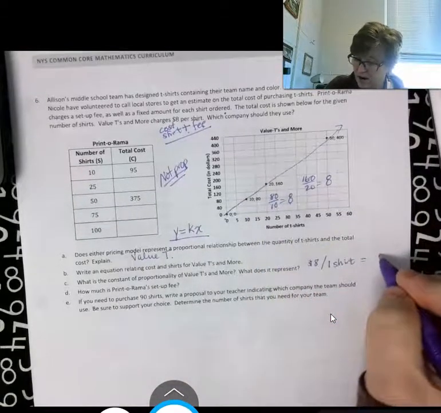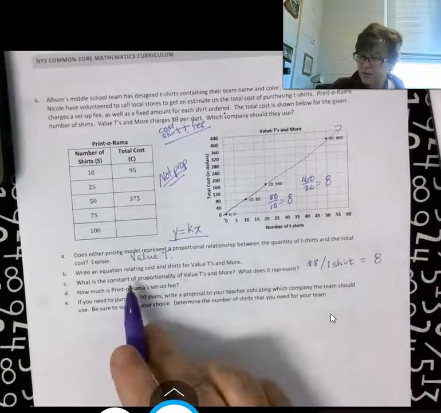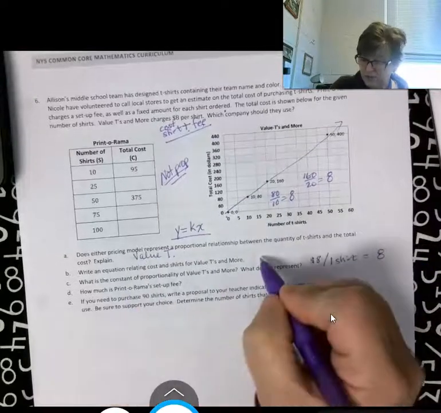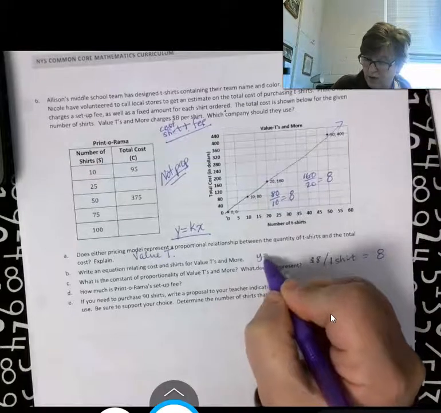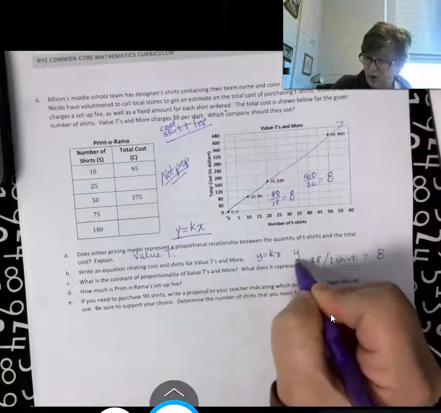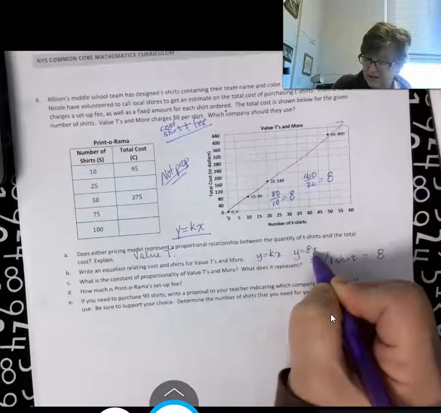And my constant is 8. So my equation becomes y equals k times x, or y equals 8x.